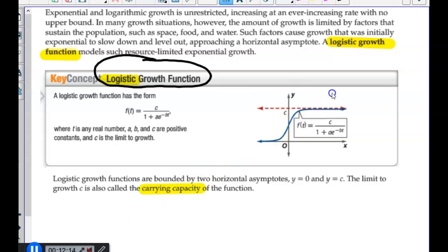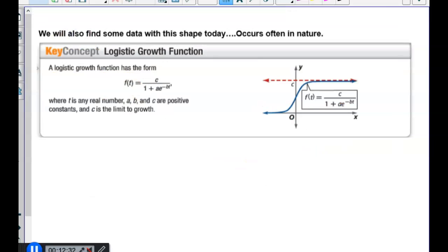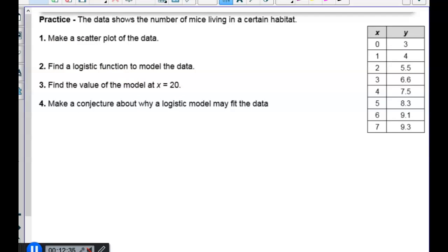I'm not going to quiz you on that, but I find it kind of interesting. And the carrying capacity is generally this number C up on top. C is also called the carrying capacity, or kind of the maximum capacity for the population in that area. All right, so we have this example. The data shows the number of mice living in a certain habitat. So can you put these in real quick?